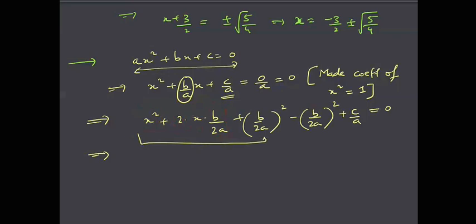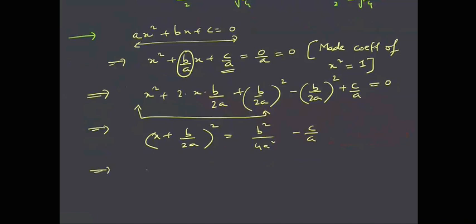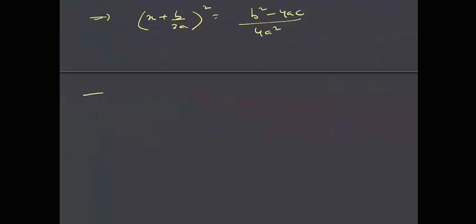So then this entire thing is how much? It is x plus b by 2a whole square. This is equal to b square by 4a square minus c by a. These terms have been taken to this side. So x plus b by 2a whole square, taking 4a square as LCM, I'll get b square minus 4ac. So then I can say that x plus b by 2a is plus minus square root of b square minus 4ac by 4a square, right?